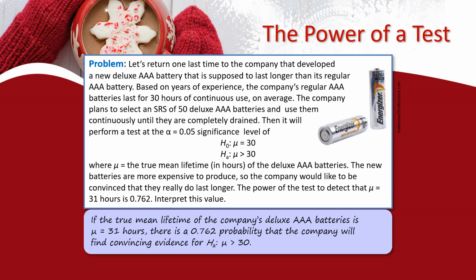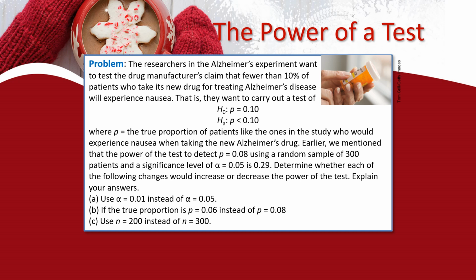Okay, so let's look. The researchers in an Alzheimer's experiment want to test the drug manufacturer's claim that fewer than 10% of patients who take its new drug for treating Alzheimer's disease will experience nausea. That is, they want to carry out a test of the null p equals 0.10 and the alternate p is less than 0.10, where p is the true proportion of patients, like the ones in the study, who experience nausea when taking the new Alzheimer's drug.